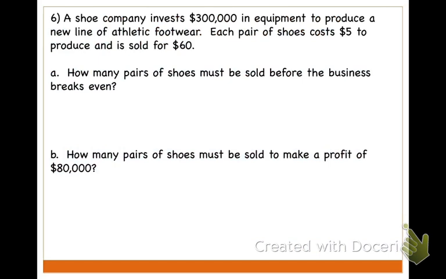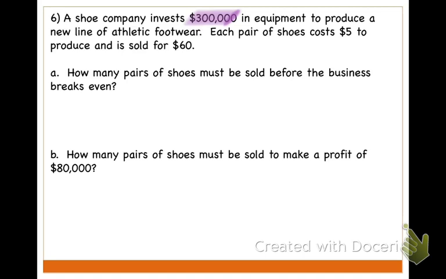So we've got this first one here. We've got a shoe company. They're investing $300,000 in equipment to produce a new line of athletic footwear. Each pair of shoes costs $5 to produce and is sold for $60. This $300,000 is a sunk cost. That is a fixed amount that's never going to change, but it is part of the money that you had to invest into the company. That's part of your cost.